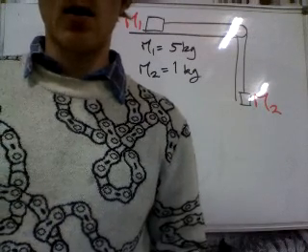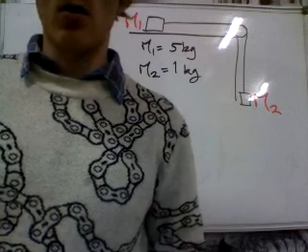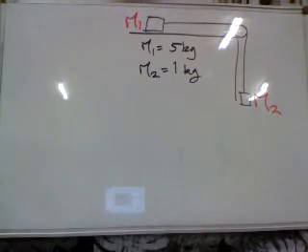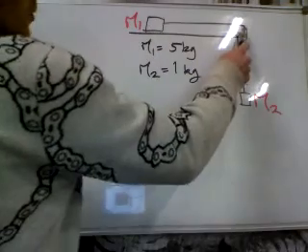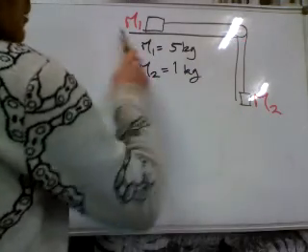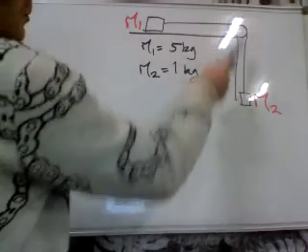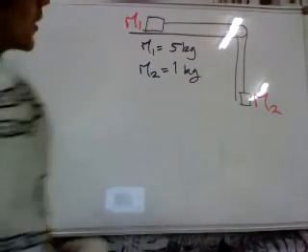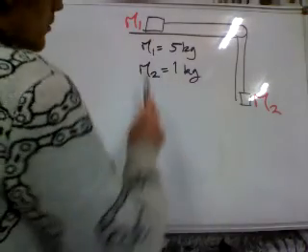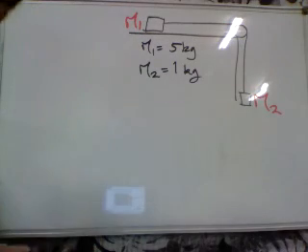Let's consider this connected masses question. Here we have a frictionless pulley and a frictionless bench top. We have two masses connected by a string, and the string is weightless. M1 and M2. M1 is 5 kilograms, M2 is 1 kilogram.